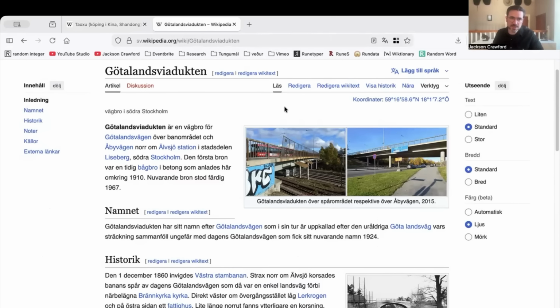So let's go to Swedish Wikipedia, sv.wikipedia.org. And why don't we get ourselves a random article? Our random Swedish article is Götalandsviadukten. Let's talk about some of the critical pronunciation points for Scandinavian languages using Swedish as our basis.